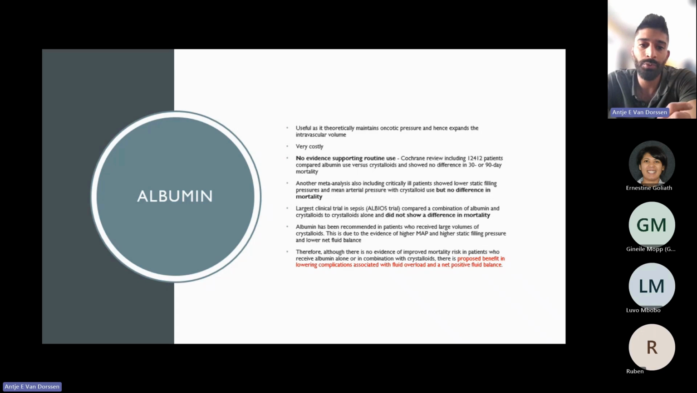And this is due to the evidence found that higher mean arterial pressures and higher static filling pressures are found when albumin is used as an adjunct to crystalloids, and therefore these patients have a lower net fluid balance. So although there's no evidence for improved mortality risk in patients who receive albumin alone or in combination with crystalloids, there is a proposed benefit in lowering complications associated with fluid overload and a net positive fluid balance.